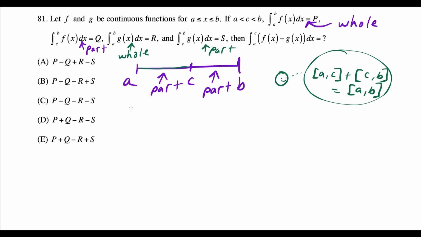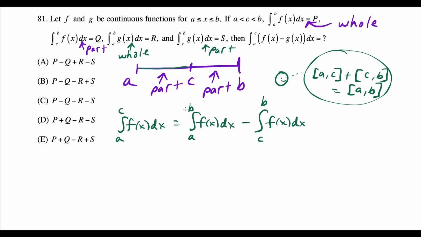So what we're going to have here is that the integral from a to c of f of x dx, so that's a to c is one part, is equal to the integral from a to b of f of x dx minus the part, and remember we're solving for the part a to c, so we would subtract the other part from c to b. So once again, this representation here, this is the whole area, this is one part, and this is the other part. So the whole is equal to the sum of its parts, so if we want to find one part, we do the whole thing minus the other part.